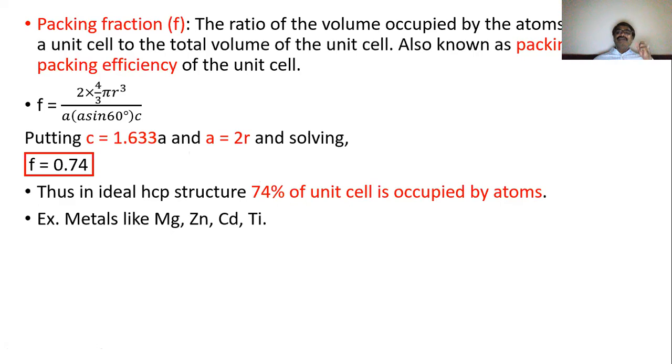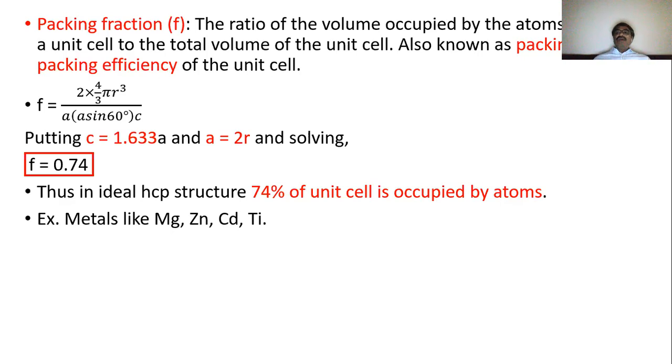So this is the second characteristic of the closed packed structure. What is the first one? That the coordination number is 12. And what is the second one? That the packing fraction or packing factor is 0.74. That means 74% of the unit cell is occupied by the atoms.